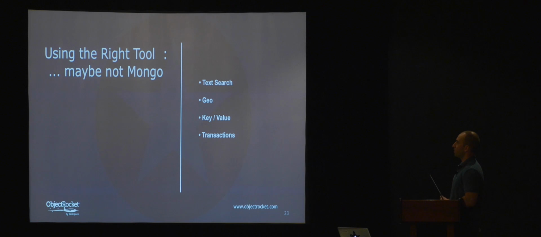Mongo may not be the right tool for the job for some of these. It can do these, and in some use cases it can do them really well, but in other use cases you may have difficulty scaling some of them, and that includes text search, where you may want to look at a tool like Elasticsearch, geo, again Elasticsearch, Postgres, key value stores. Redis is a good example, or if you need transactions, an RDBMS may be the type of database you want to use.